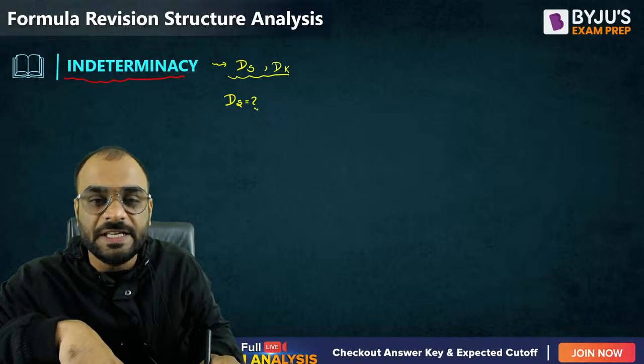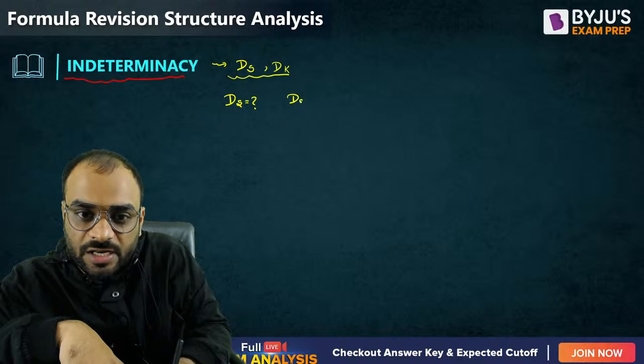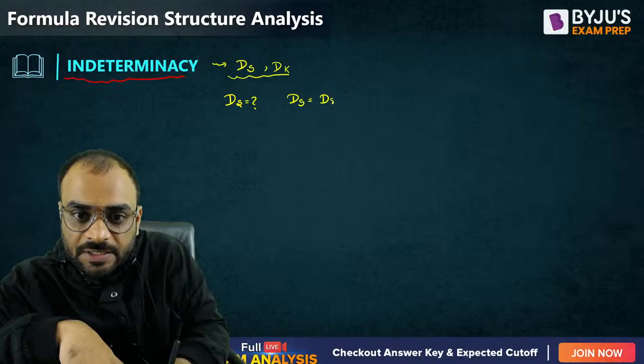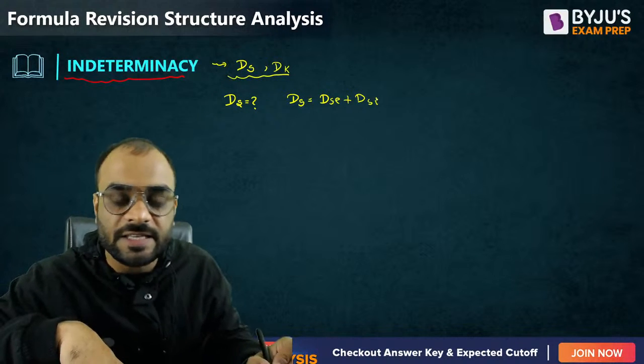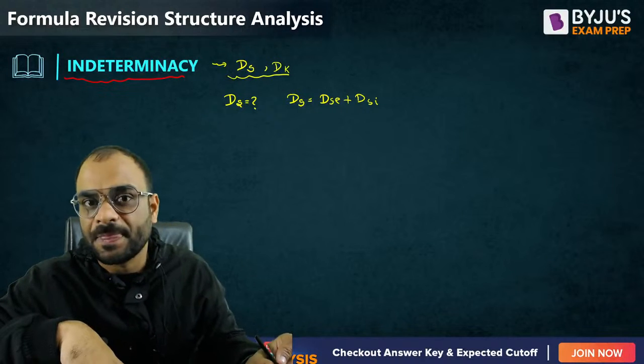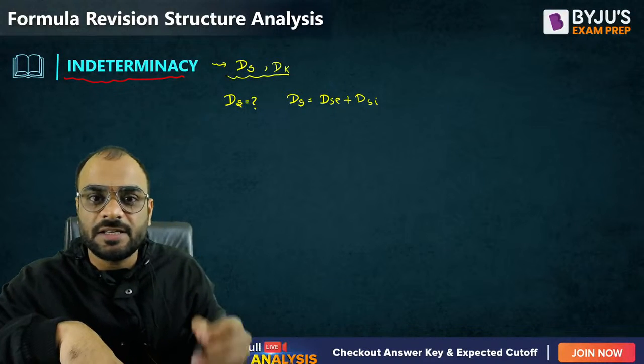What should be our DS value? So you know that, guys, we can write DS is equal to how much? It is DSE plus DSI. What is DSE? DSE is nothing but external static indeterminacy. DSI is internal static indeterminacy.